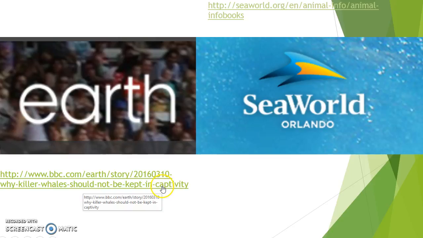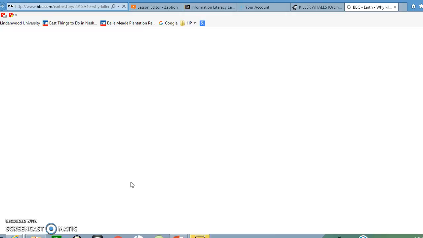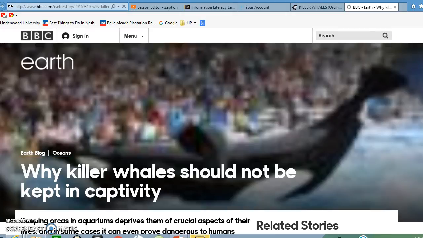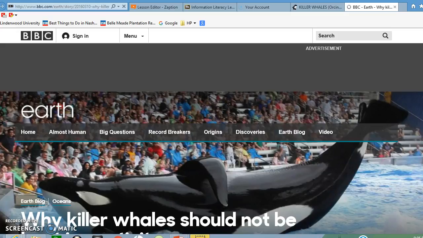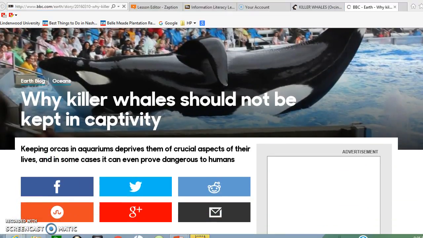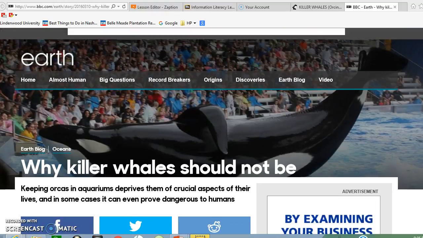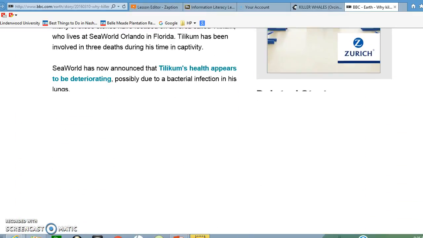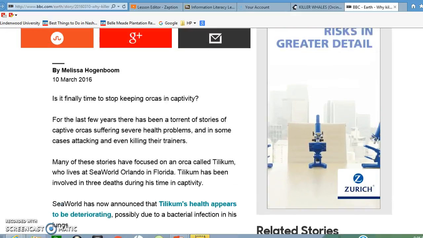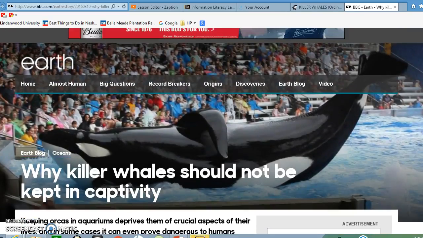So I have another one right here, Earth. Click on that, let it load for a minute. Why killer whales should not be kept in captivity. So right away you know that there's a bias. But let's keep looking in this article, because sometimes even if it's biased, it could have some information that we could use. We just might need to back it up. It is only one out of the several questions. So accuracy, let's see.